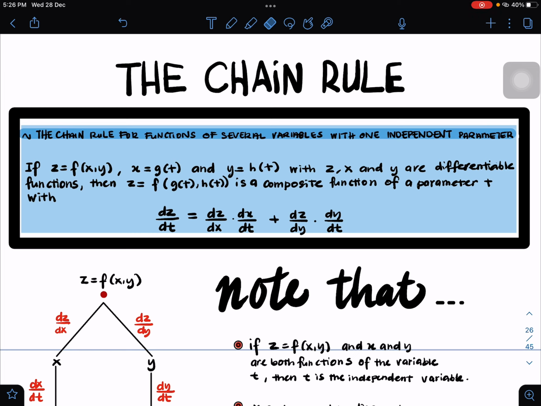Then z is equal to f(g(t), h(t)), a composite function of the parameter t, where we can find the derivative of z with respect to t by using the chain rule formula. So this is the chain rule formula: dz/dt is equal to dz/dx multiplied by dx/dt, plus dz/dy multiplied by dy/dt. That is the formula of the chain rule for a function of several variables that has one independent parameter. So let's see what that means.